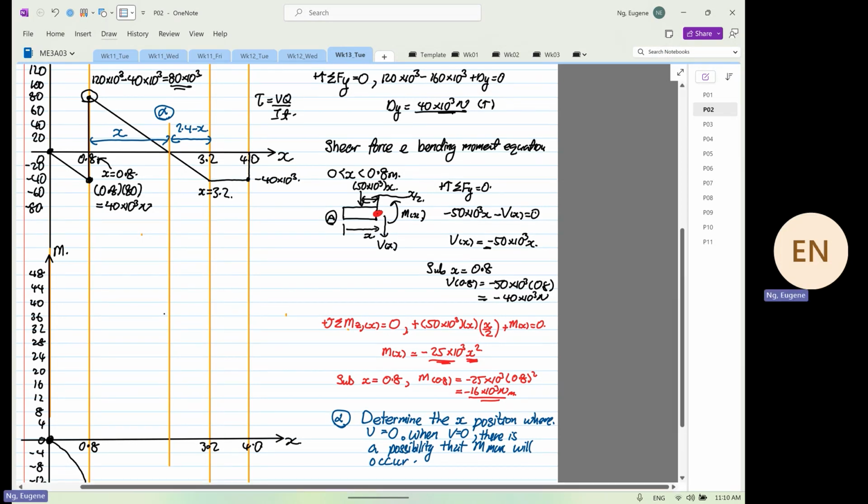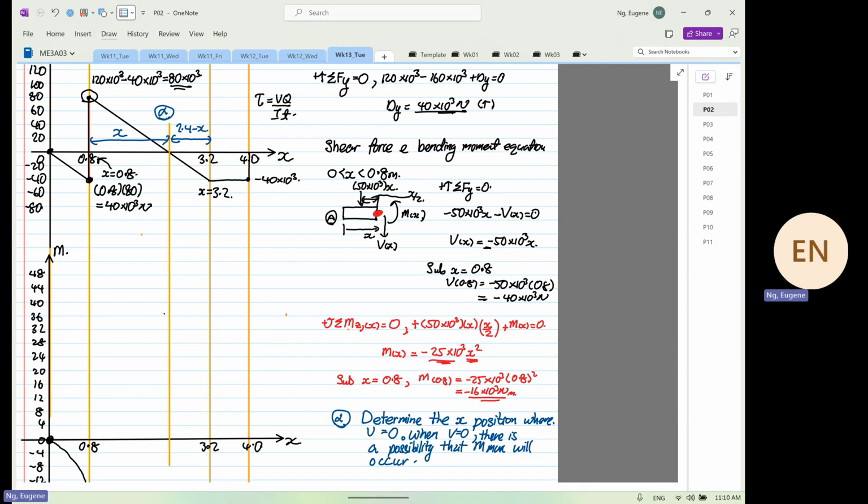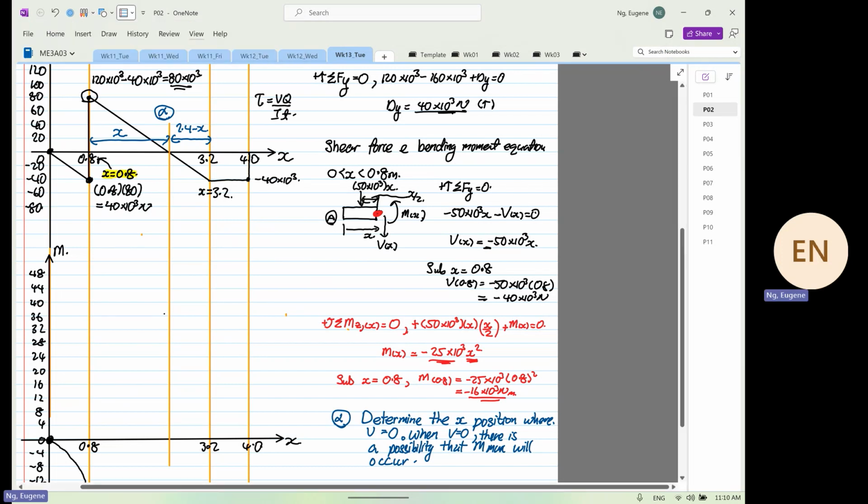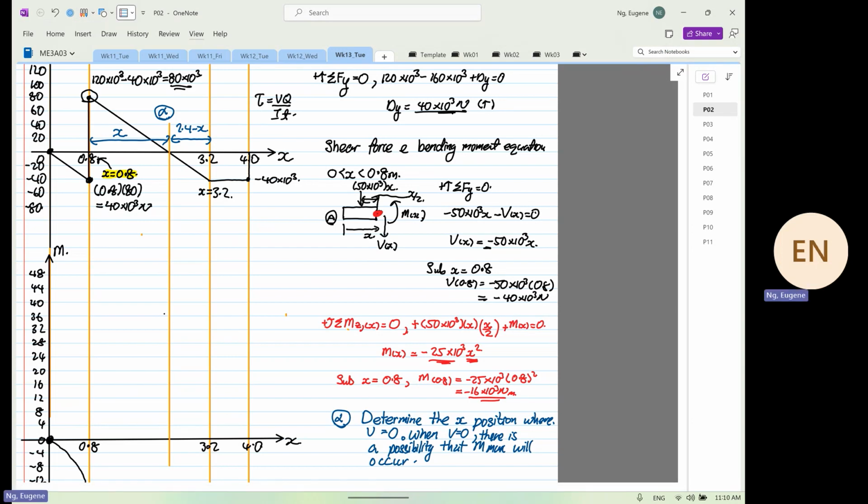Because if you look at this graph, can you all tell me where M max or where V is equal to 0? At this position, where X is equal to 0.8 also. It also crosses the 0 line, right? So is that the maximum? Yeah, it's possible. That's why we have to check. We're clear. That's why we have to check.